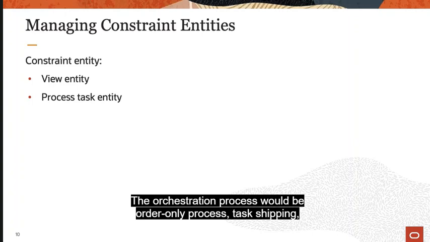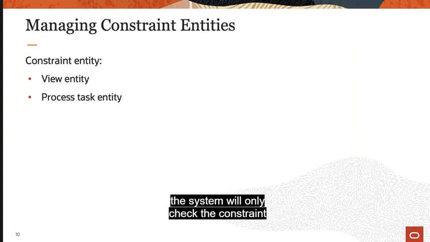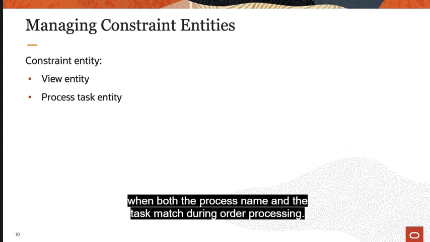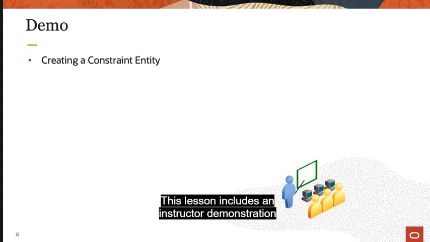The orchestration process would be order only process, task shipping, and service update shipment. If you create a constraint for this specific combination, the system will only check the constraint when both the process name and the task match during order processing. This gives you more precise control over when and where processing constraints kick in.